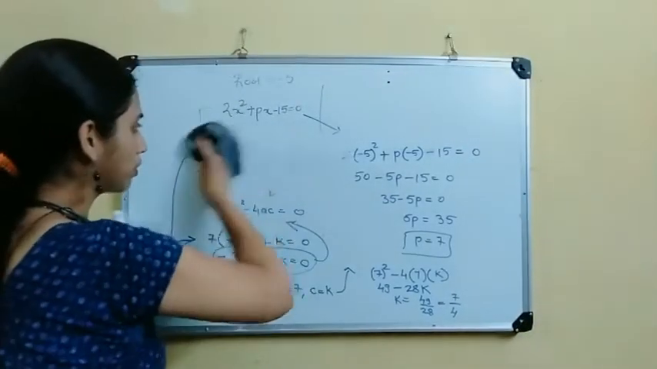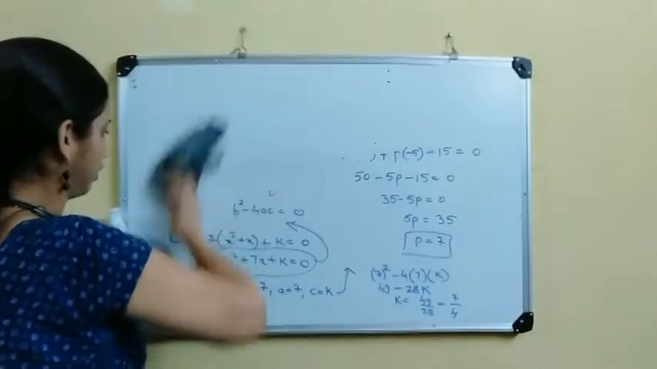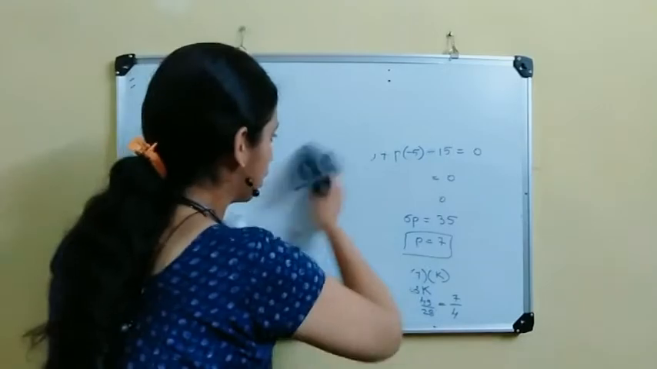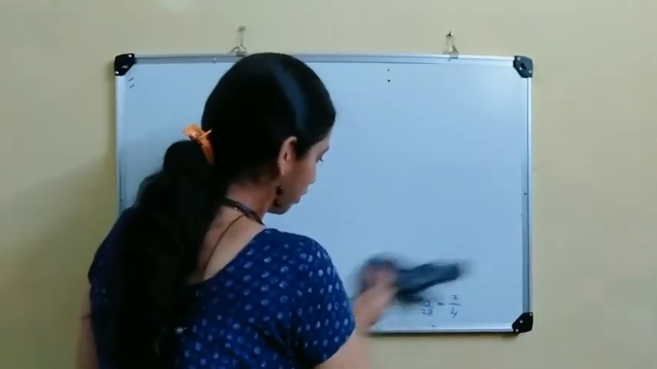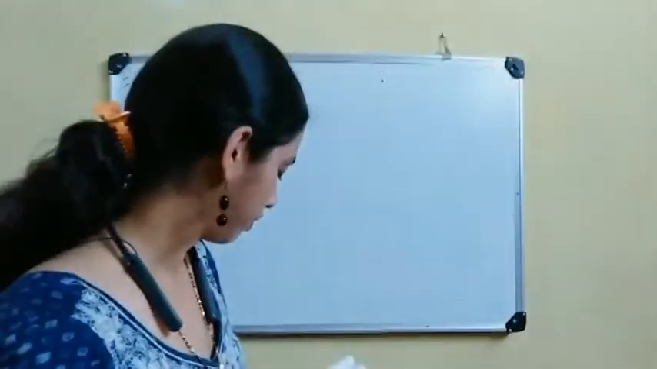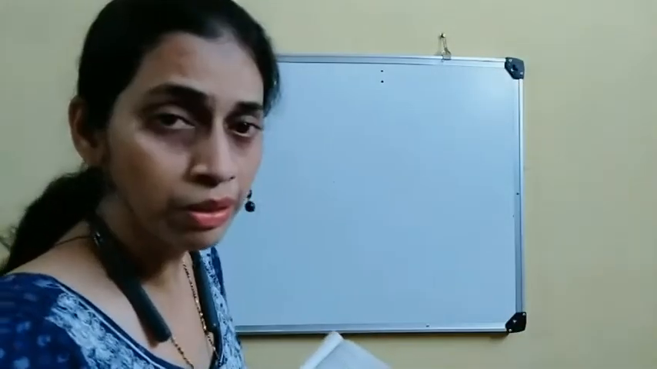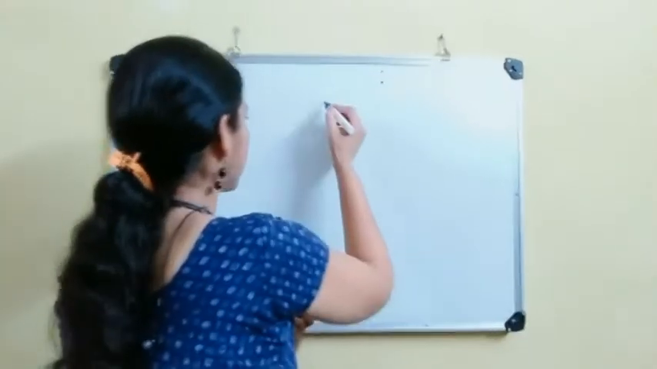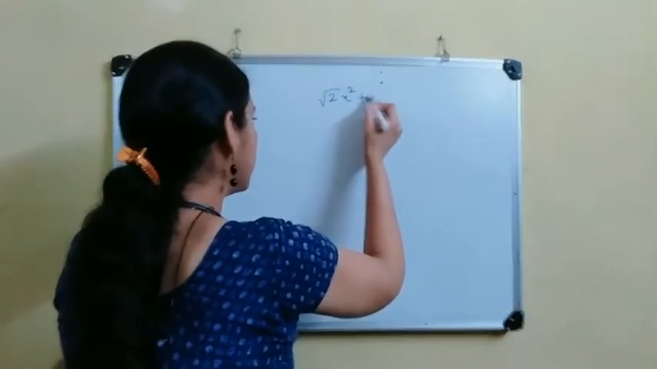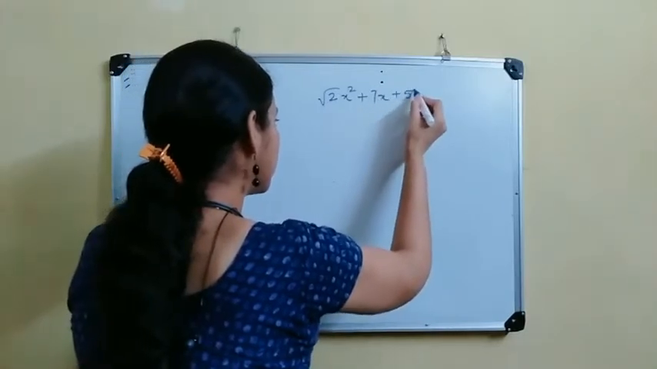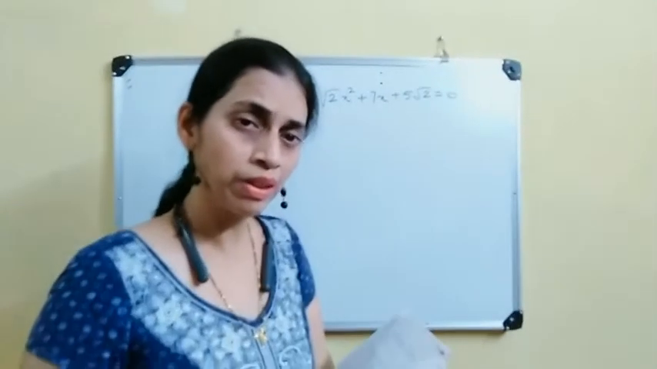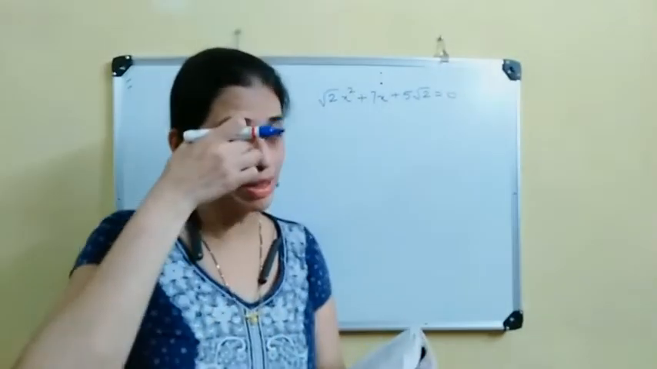Find the roots of quadratic equation root 2x square plus 7x plus 5 root 2 is equal to 0. So you have to find out the roots of this equation.